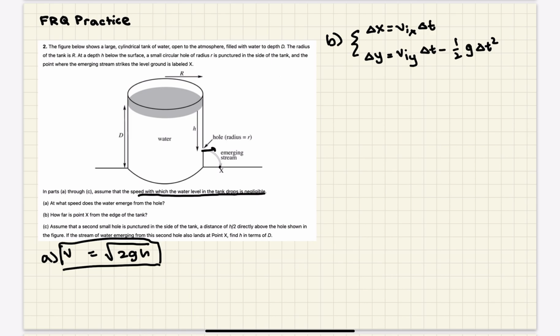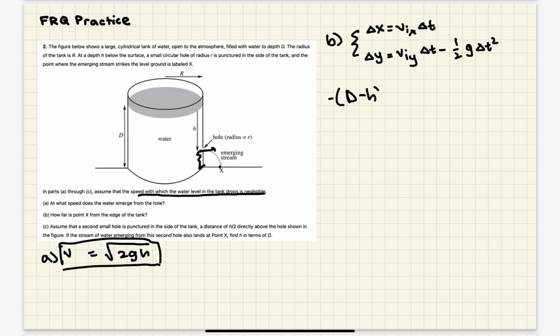Now, what do we do from here? Well, we're going to have to use both equations, unfortunately. We don't know time. And so we can just plug it into this equation. Here, we know delta y is just going to be d minus h, because d is the total height, that's h, so it's just d minus h above the ground.